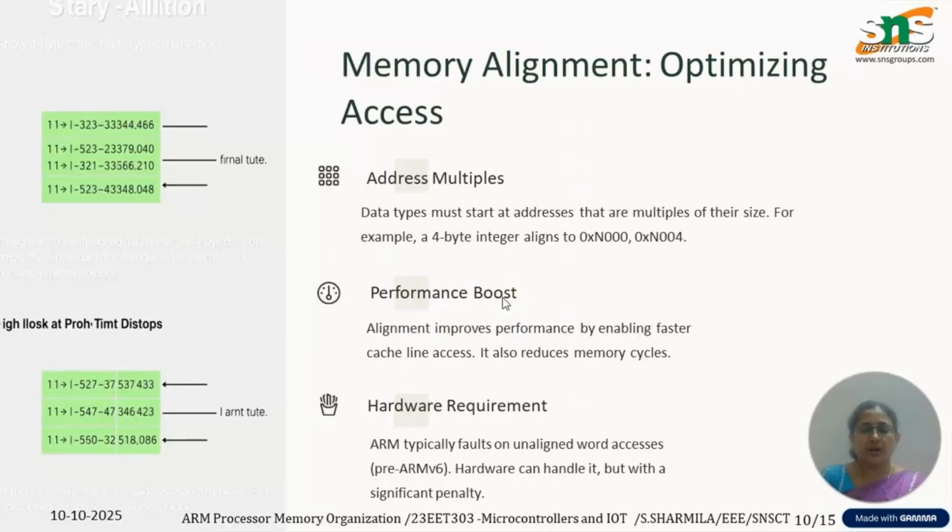Now let's see memory alignment and optimizing access. Data should be stored at addresses that are multiples of its size. A 4-byte boundary, like 0x1000 or 0x1004, allows the processor to access data efficiently in a single cycle. Misalignment can cause huge performance penalties or even hardware faults.